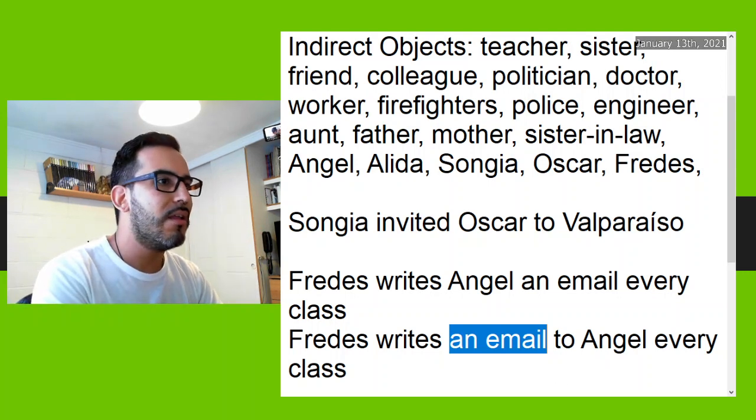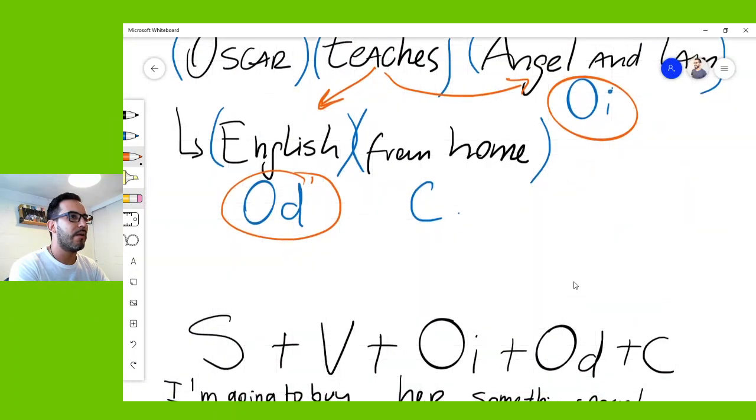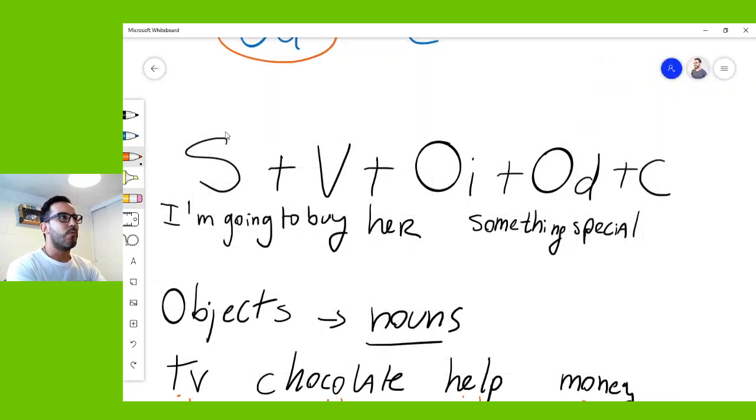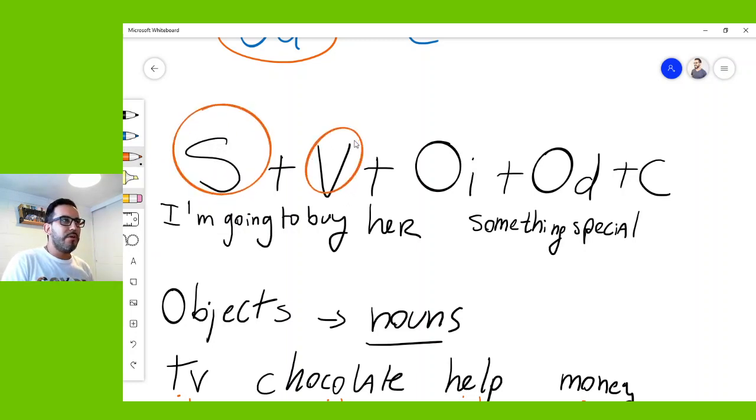All right? Let me show you this here in the whiteboard. Okay? Let me go back here. So, here we have the sentence structure. Yeah? We said that we have the subject, the verb, the indirect object. Sorry, I'm going to show you here with the pen. So, first we have the subject, right? Secondly, we have the verb. This is part of the sentence. This is necessary, all right? The subject and the verb.